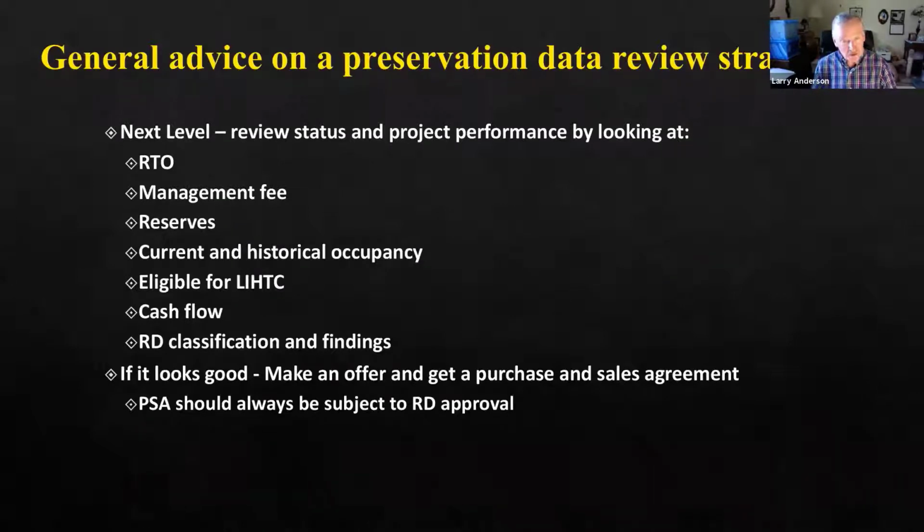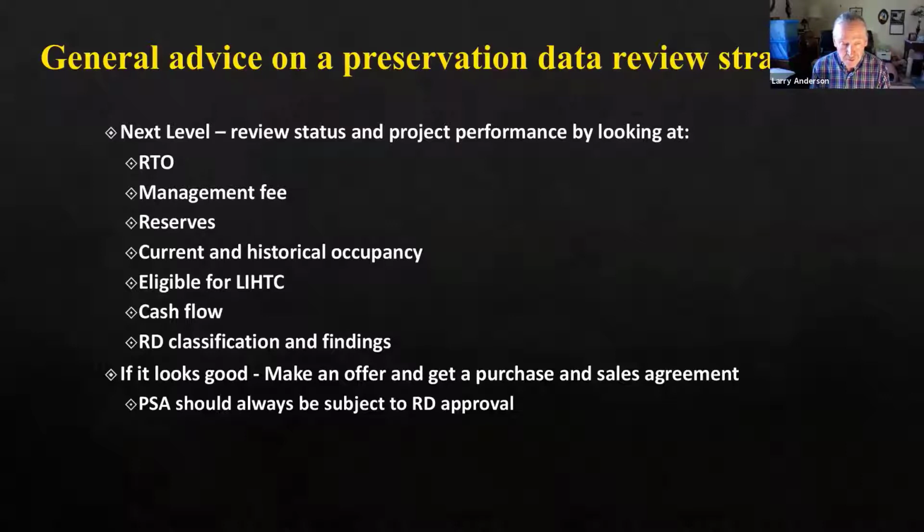So if it looks good, back to our steps now. You've found a property that looks good. You've asked the potential seller for an authorization to release the information. You've looked at the information, and it's looking good. And it's looking like you might be able to support a reasonable purchase offer, and you can go ahead and make it. That's your big step. That's your big entry into the transfer process.